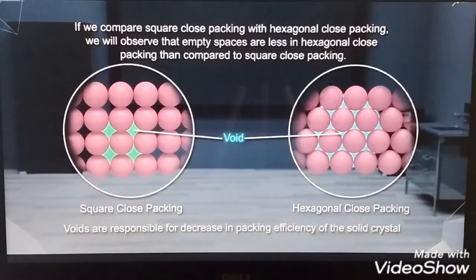Now, you must be wondering what is meant by packing efficiency. We will discuss this in the later part of the section. Now let us study close packing in 3 dimensions.